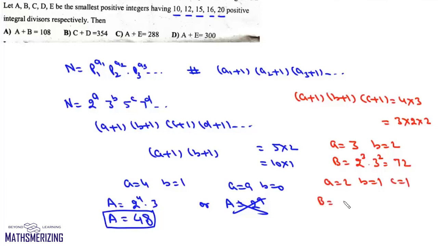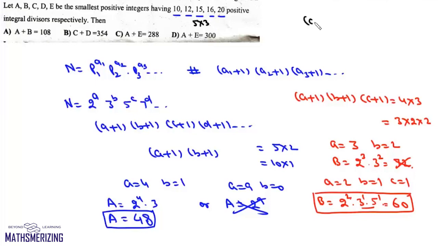In this case, B is 2 square, 3 to the power 1 and 5 to the power 1. So this is 15 into 4, 60. So the smaller value is 60. So in this case, value of B is 60. So we'll discard 72. Now for 15, we can write this as 5 into 3.